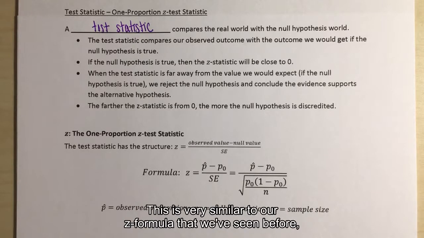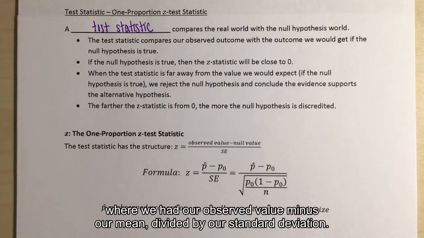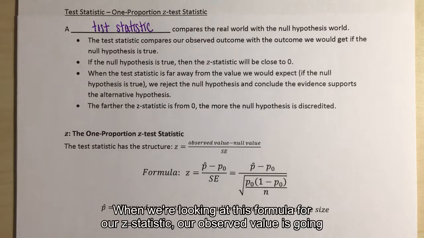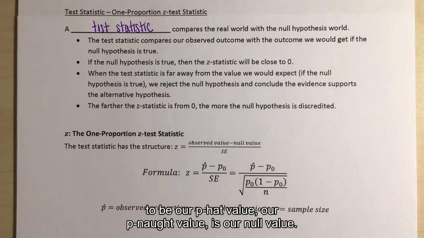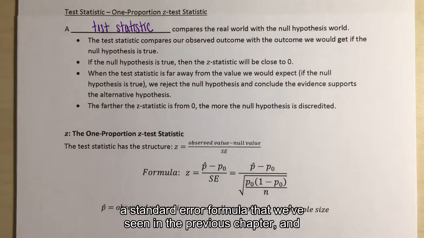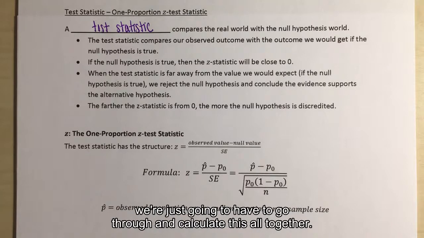error. This is very similar to our z formula that we've seen before, where we had our observed value minus our mean divided by our standard deviation. The difference is here we are looking at proportions instead. So when we're looking at this formula for our z statistic, our observed value is going to be our p hat value. Our p naught value is our null value. And then our standard error, again, is similar to a standard error formula that we've seen in the previous chapter, and we're just going to have to go through and calculate this all together.